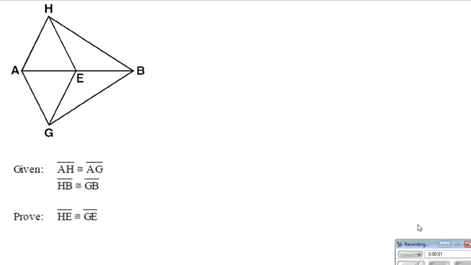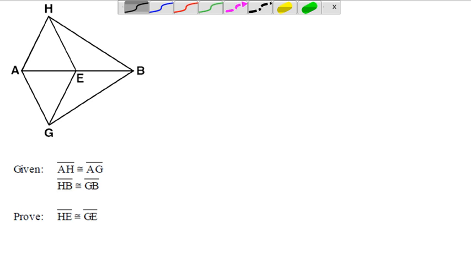Hello class, we will be talking about more triangle proofs. Let us try to get started with the first question here. So I'm going to use the red to mark the givens. HL has to be congruent to HG. So AH has to be congruent to AG right here. All right, and then HB has to be congruent to GB.